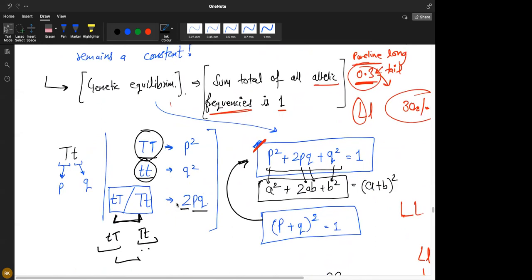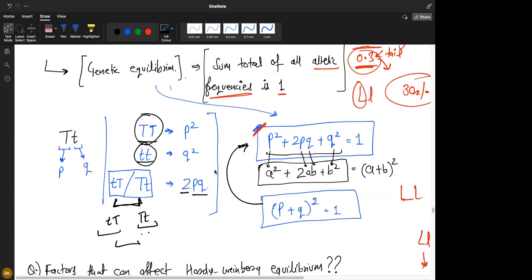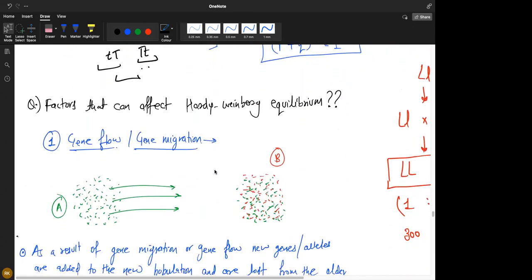I think Hardy-Weinberg principle is clear to all of you. Today we'll be doing questions on Hardy-Weinberg principle. So I'll give you a question on Hardy-Weinberg principle to solve. Is it clear to all of you? Anyone who has a doubt in Hardy-Weinberg principle? No one has a doubt? Okay, that's very good then.